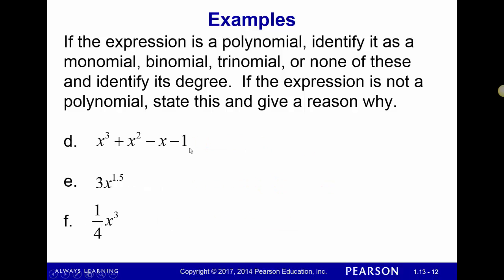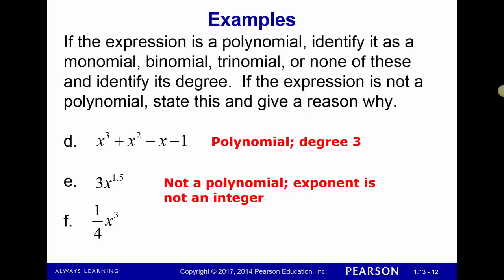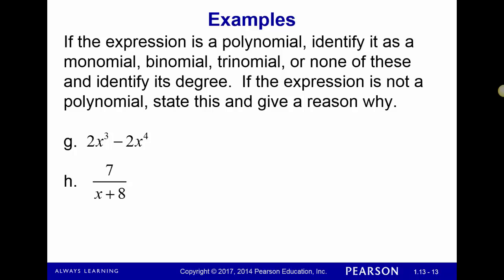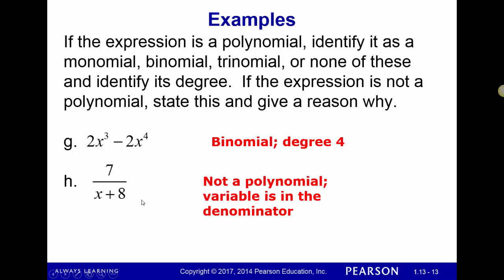This is not a monomial, binomial, or trinomial. It's a polynomial, and the degree here is 3. This is not a polynomial because the exponent is not an integer. And this is a monomial in f with a degree 3. Here we have another binomial, and in this case the degree is 4. And this last example is not a polynomial because the variable is not in the numerator, it's in the denominator.